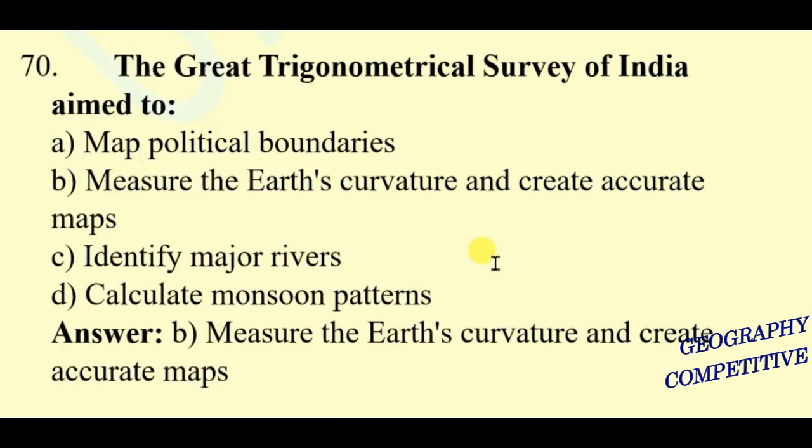Question 70. The Great Trigonometrical Survey of India aimed to map political boundaries, measure the Earth's curvature and create accurate maps, identify major rivers, calculate monsoon patterns. So the right answer will be measure the Earth's curvature and create accurate maps, which are the aims of the Great Trigonometrical Survey of India.